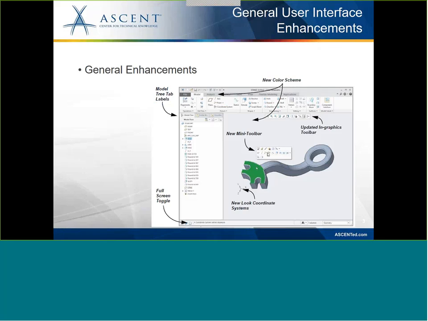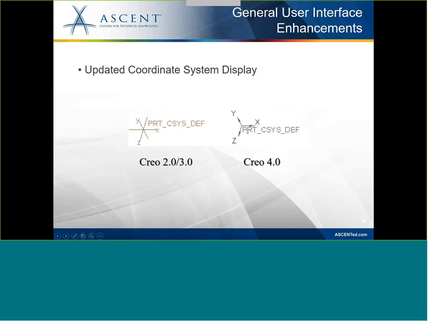That can all be customized, which we do cover in the actual training course. I won't have the time to cover it here today, but good to know that it is customizable. They've added labels to the model tree tabs, updated the in-graphics toolbar a little bit, and changed the look of coordinate systems. Not a functional change, just a visual change. On the more significant side is the ability to run Creo full screen, as well as the addition of the mini toolbar. We'll take a look at those as we go forward.